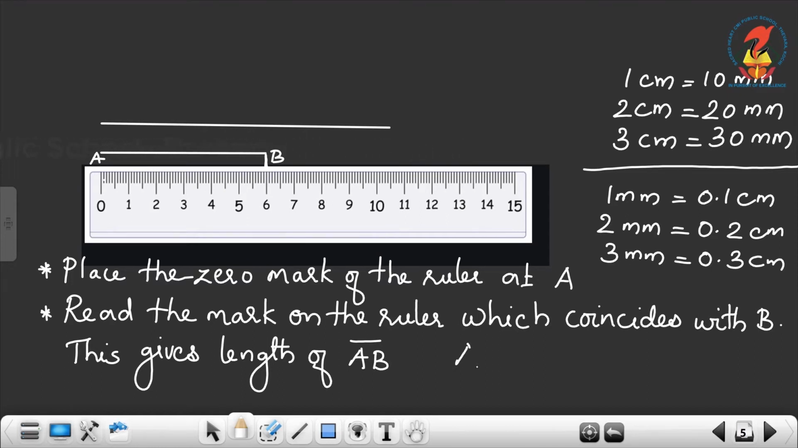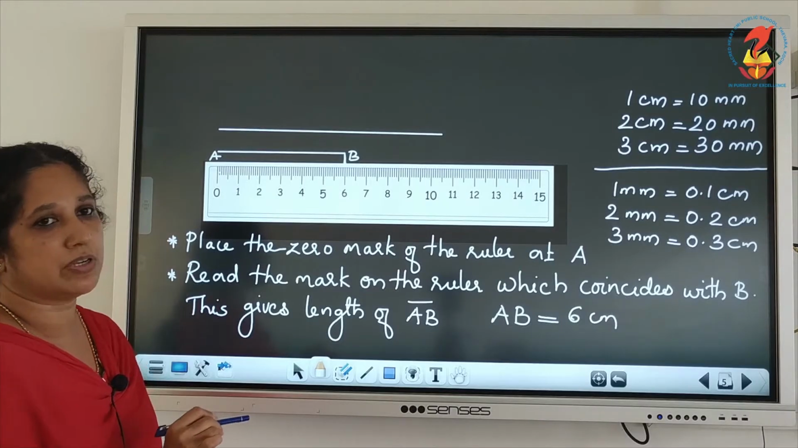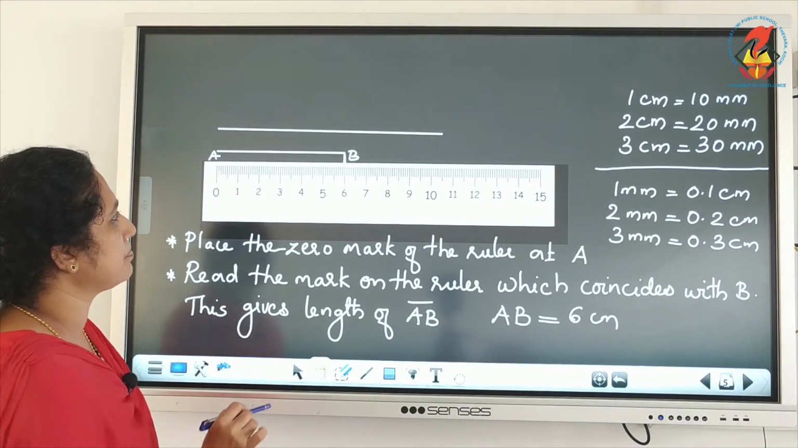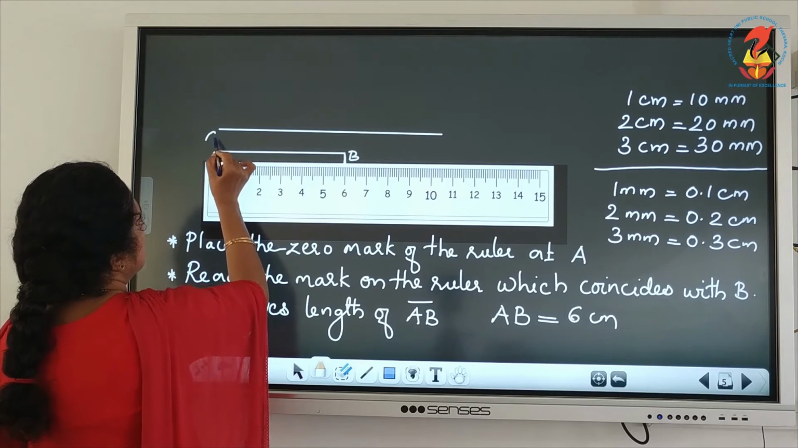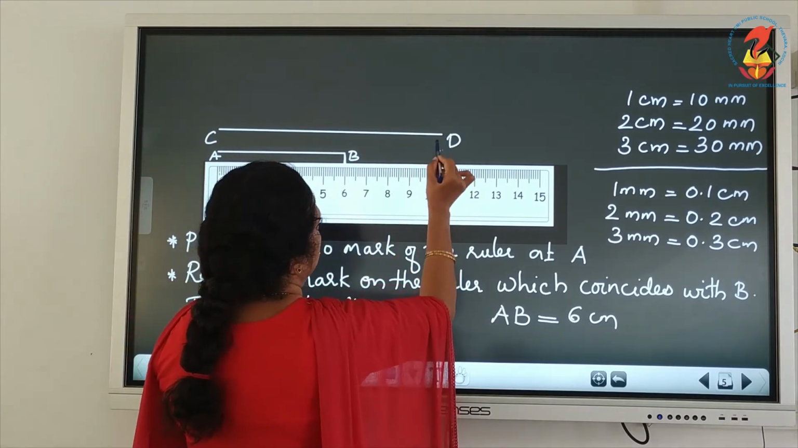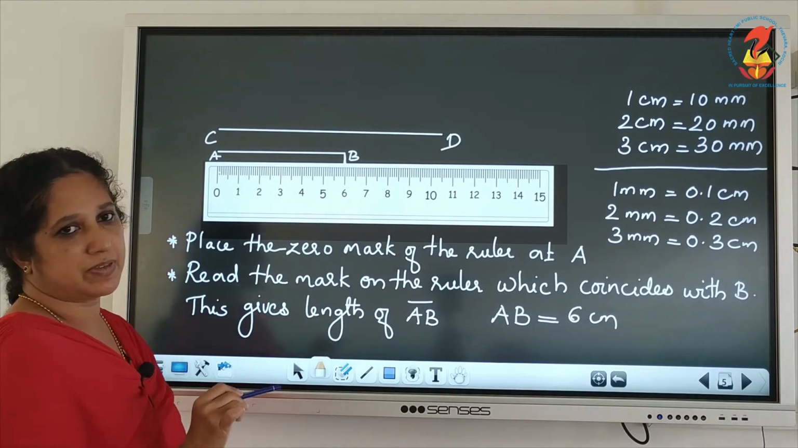So we can write the length of AB as AB equal to 6 centimeter. The length of AB is equal to 6 centimeter. Then again consider another line segment CD. What is the length of CD?